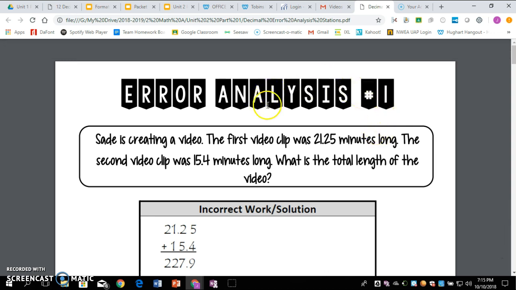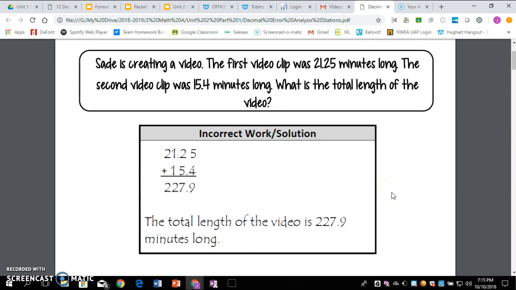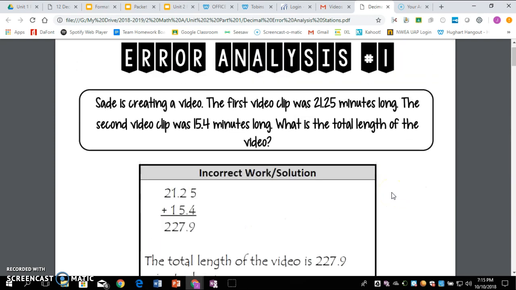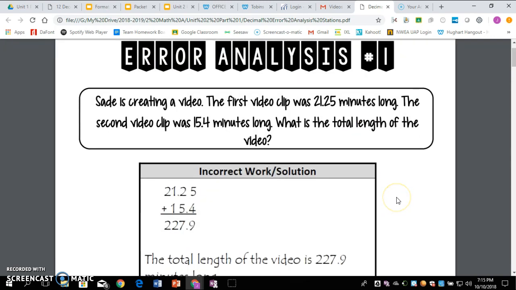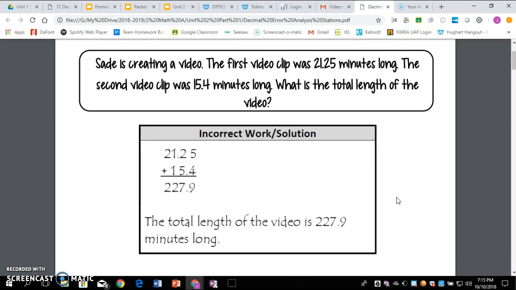So what you'll see posted on the grid in the next section is the error analysis questions. All of these questions are going to have something wrong. That's why we call it error analysis. It might be something major, it might be something minor, but something's going to be wrong, and you have to figure out what it is and then solve the problem correctly.